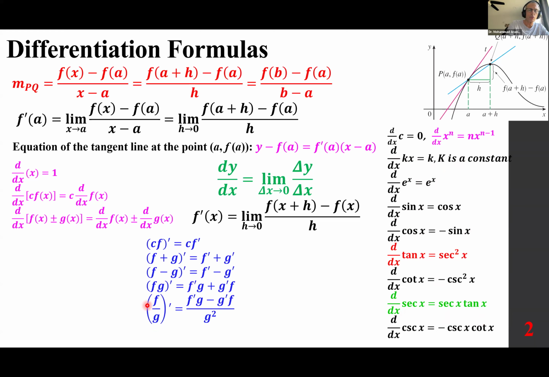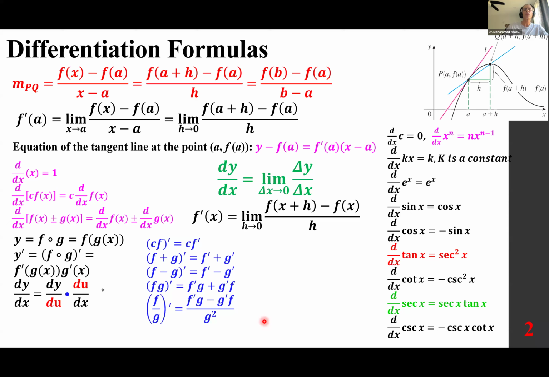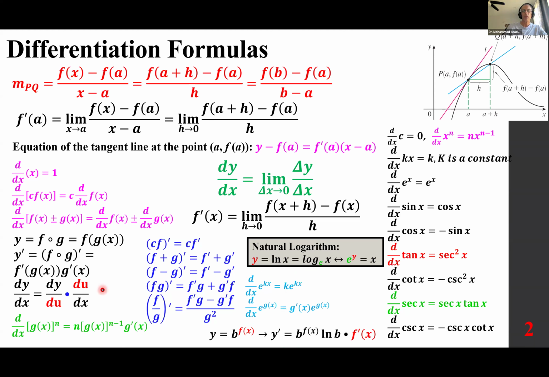We have the product rule, the quotient rule, shorthand notation, composite function, resulting in the chain rule and the extended power rule. Definition of a natural log, y equals ln x, means e to the power of y equals x. And the derivative of exponential functions is also always itself, in this case times k by the chain rule, in this case times g prime by the chain rule. And if the base is anything other than e, then the function itself times ln b, this is a logarithmic property, times f prime of x by the chain rule.